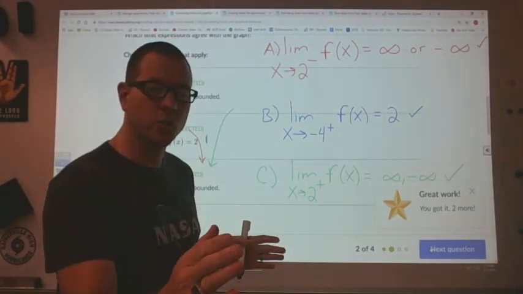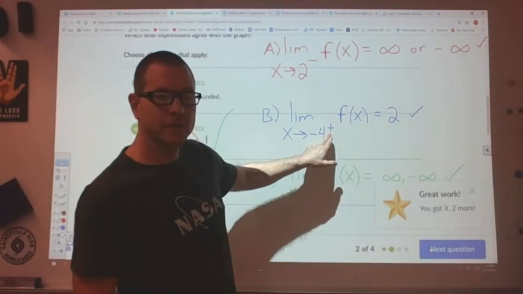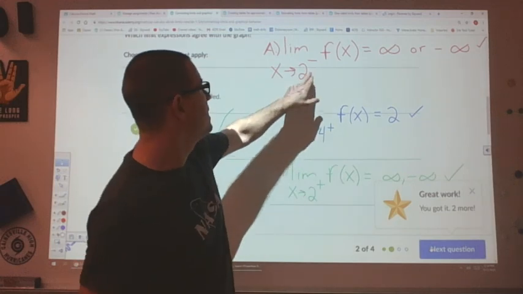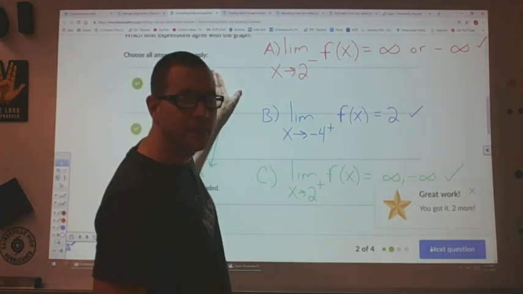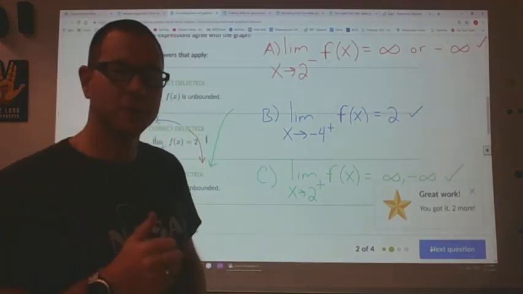The easiest way is to look at it. Look at the direction that it's indicated. Positive means look to the right of the value and then approach that value. Negative means look to the left of that value and then approach that value.